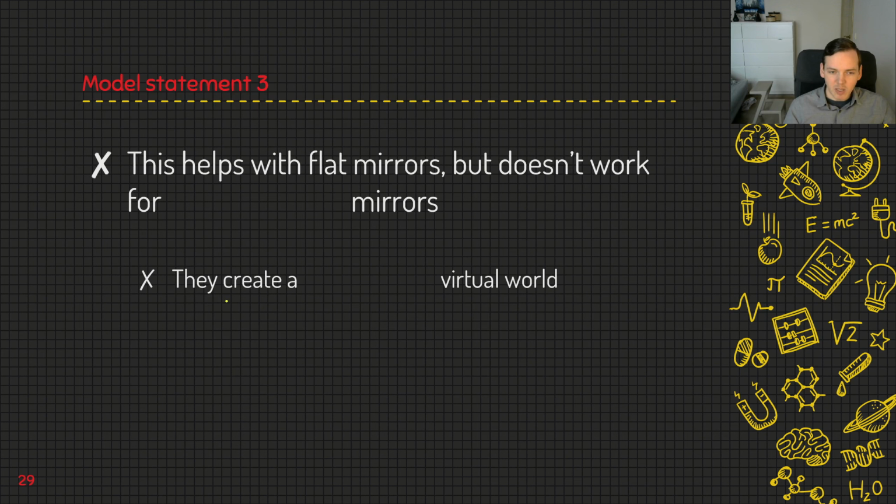So this will help a lot with flat mirrors, but it doesn't work for curved mirrors, because curved mirrors create a distorted virtual world. Things might appear to be closer or farther from the mirror in the virtual world than they are in the real world. So we can't use those to do it. And that's a place where this model does have its limits.